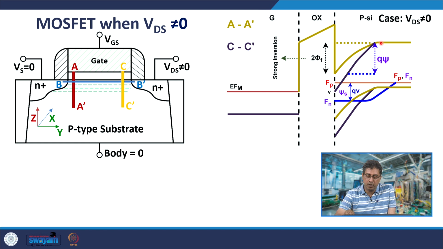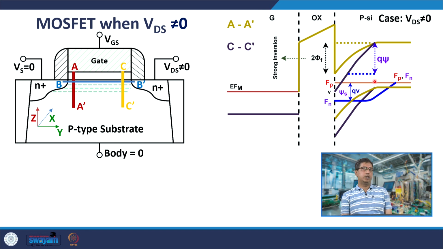Suppose with the applied gate bias, the band diagram looks like this. Here you have Fp and Fn. In the equilibrium condition, the quasi-Fermi levels of electrons and holes were aligned with each other, matching with each other.